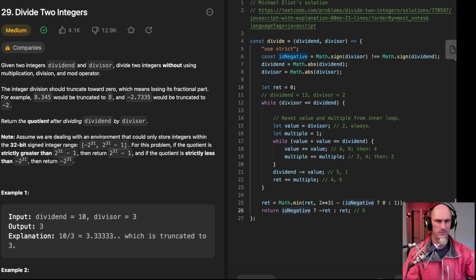LeetCode 29, Divide Two Integers. Solution by Michael Elliott. This is an easy solution.